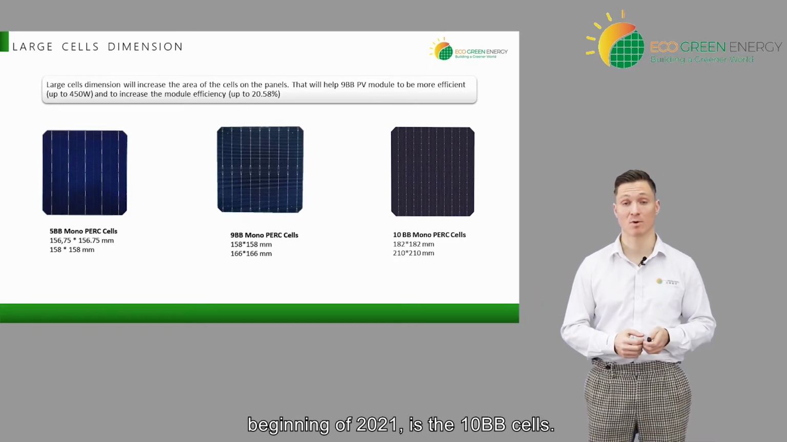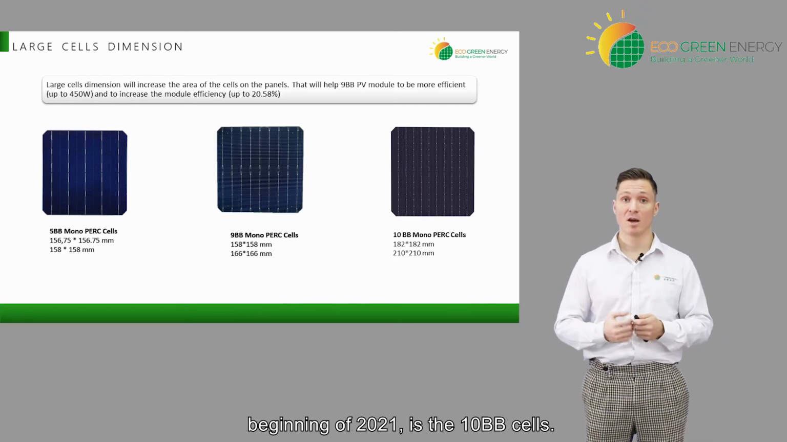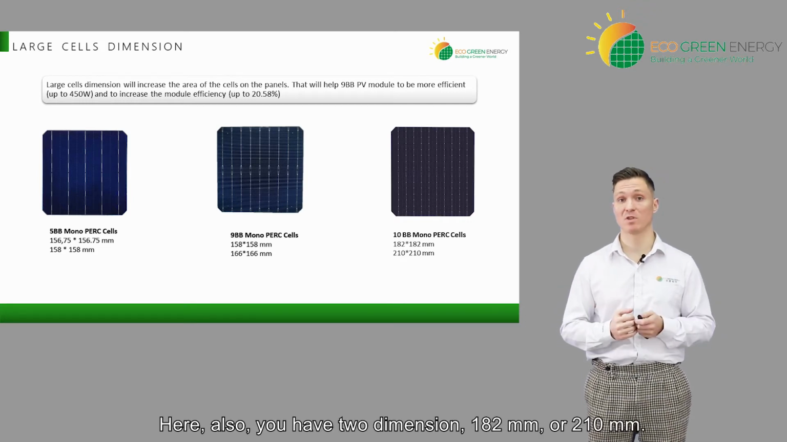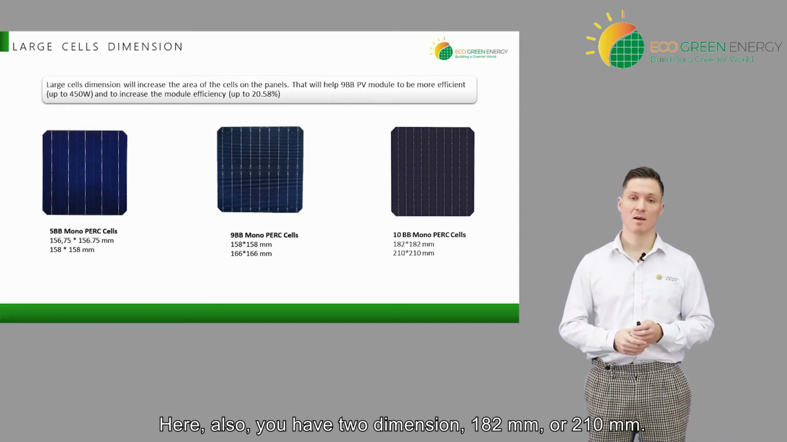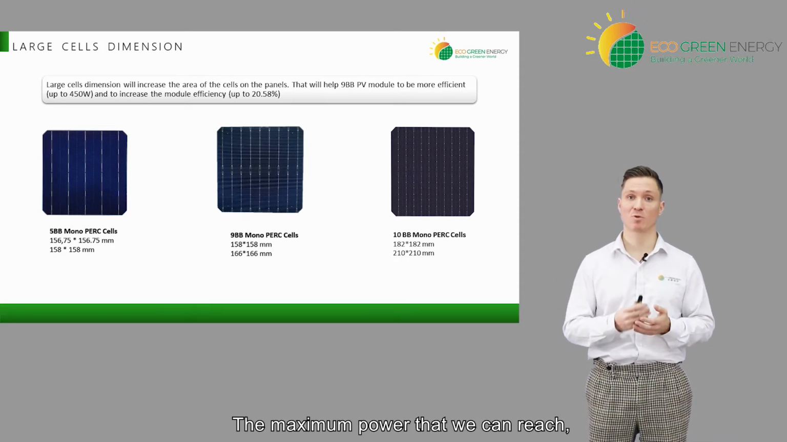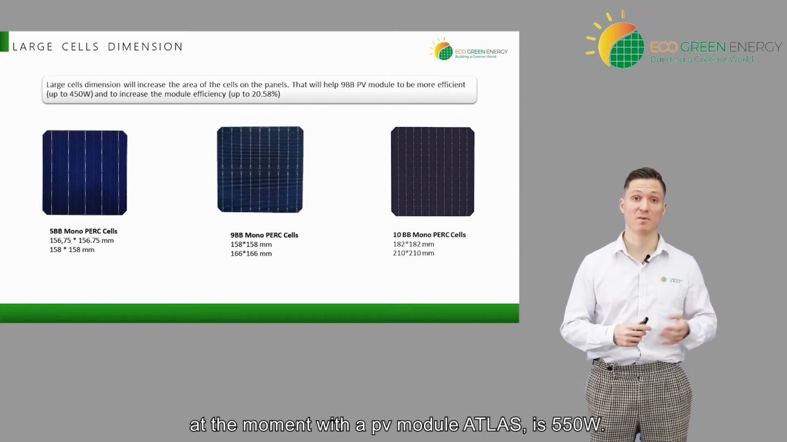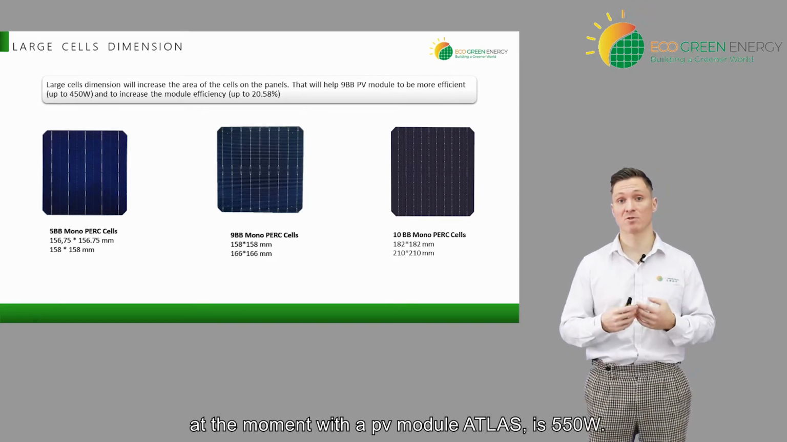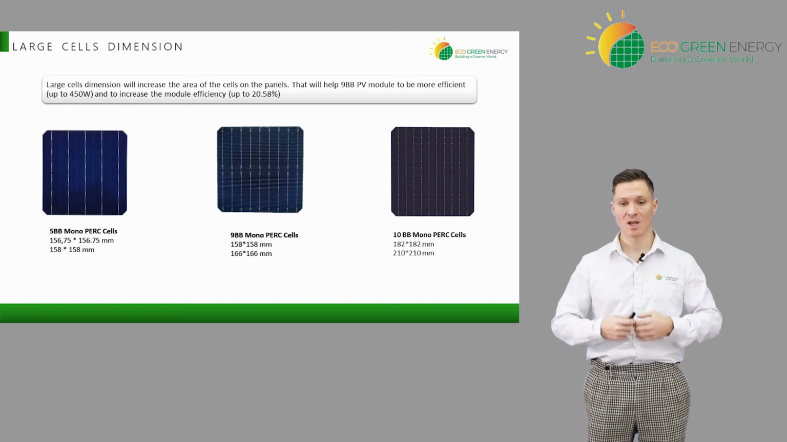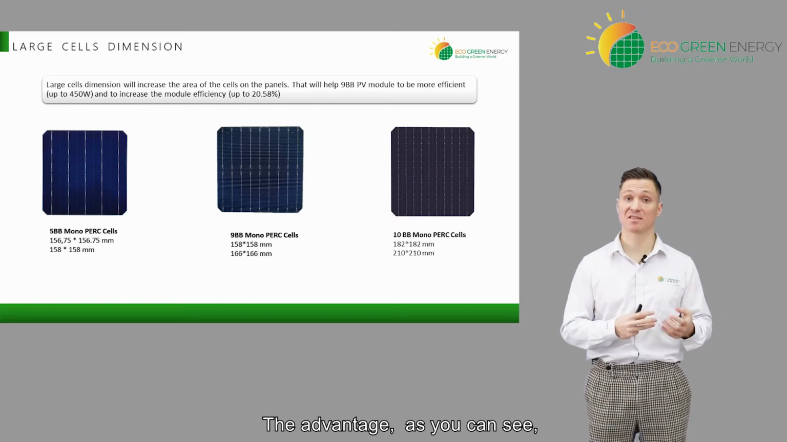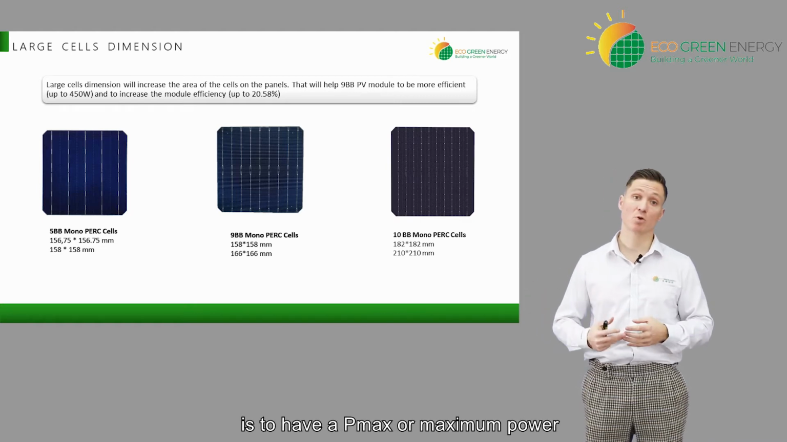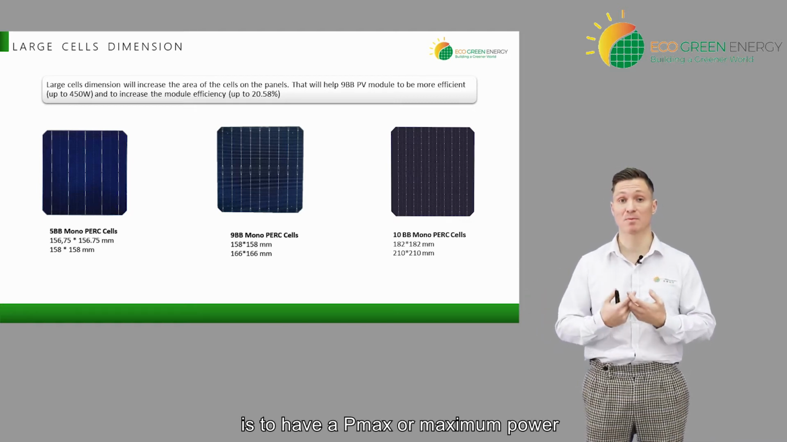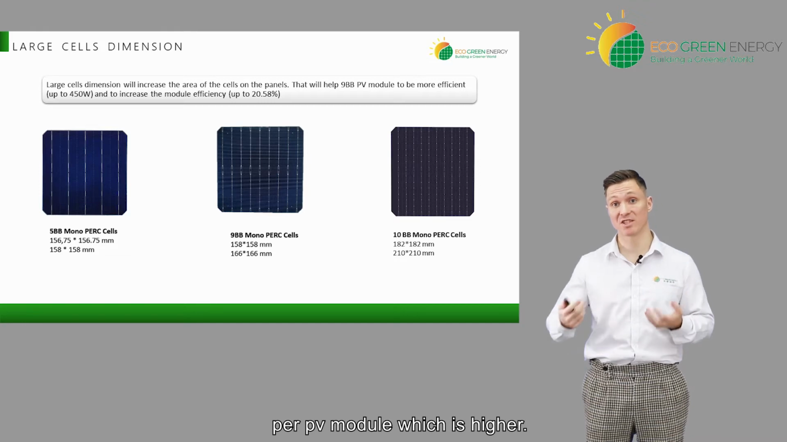And then the last type of cells, which is new from end of 2020, beginning of 2021, is the 10 BB cells. Here also you have two dimensions, 182 mm or 210 mm. The maximum power that we can reach at the moment with a PV module Atlas is 550 watts. The advantage, as you can see, of having cells with a larger dimension is a higher Pmax, or maximum power, per PV module.